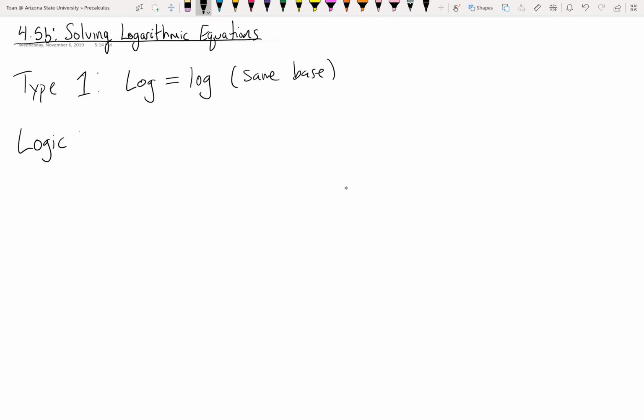The logic is, an equal sign is very powerful. If we have a logarithmic expression, say log base b of x, and I claim that it equals another logarithmic expression, log base b of y, well, if log b equals log b, then the only thing that we can conclude is that the argument x must equal the argument y. If yellow equals yellow, then pink must equal pink. So that's the idea. Let's do a quick example here.